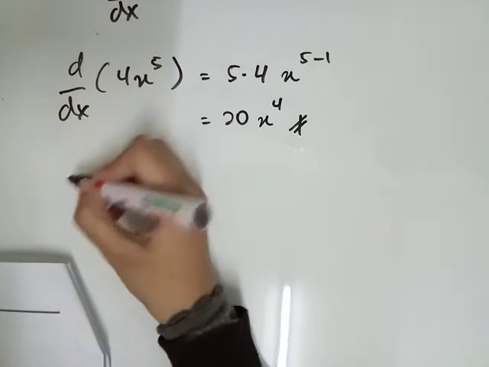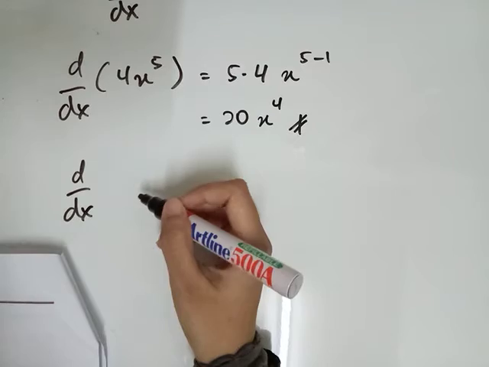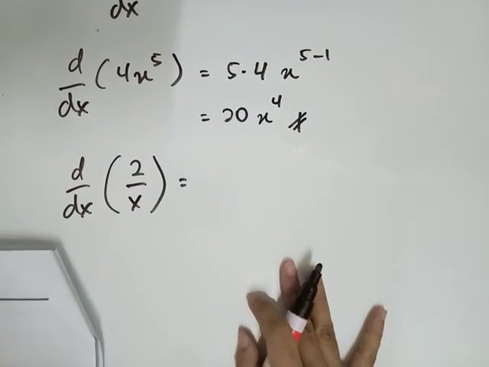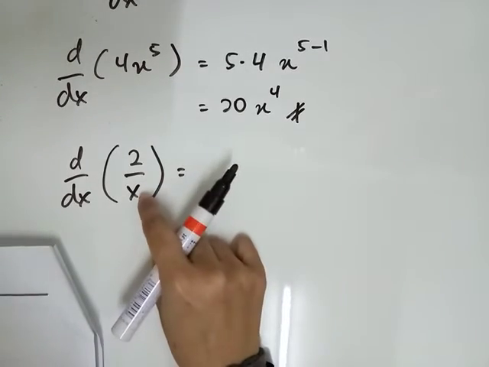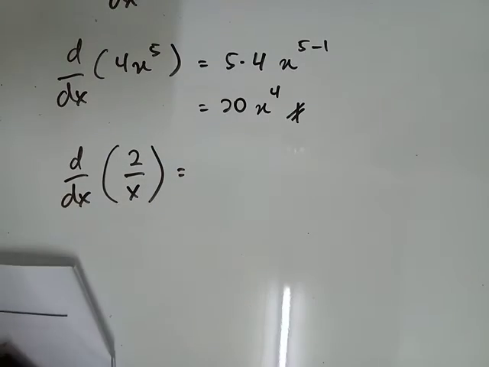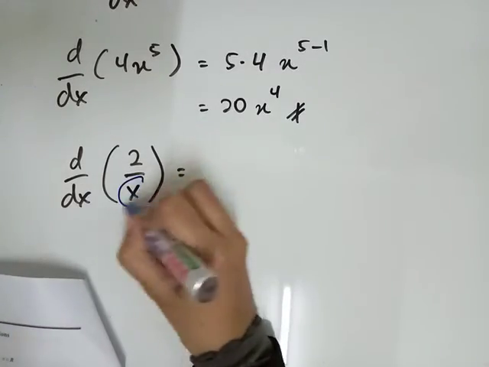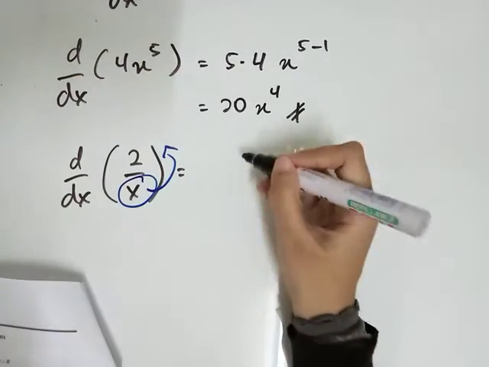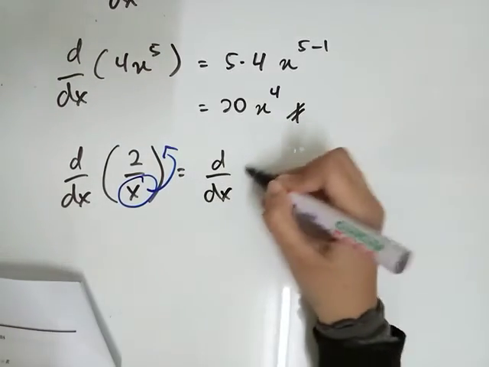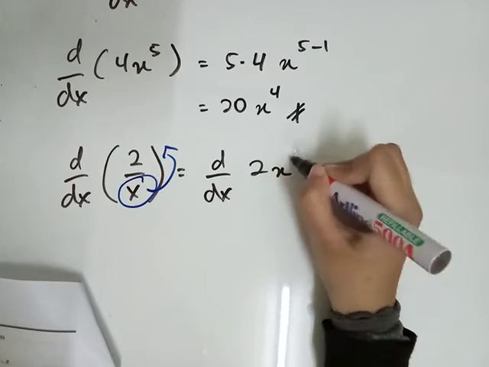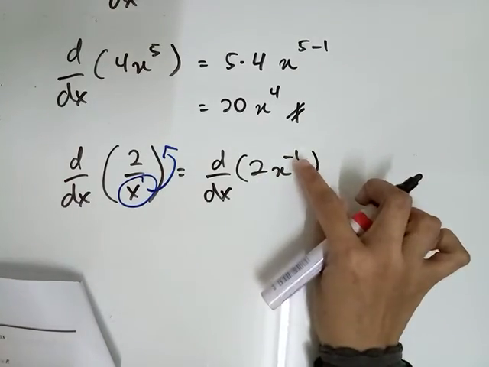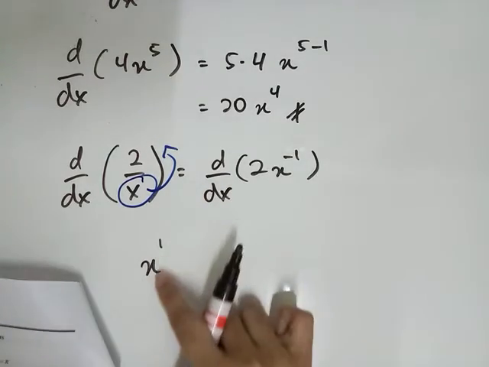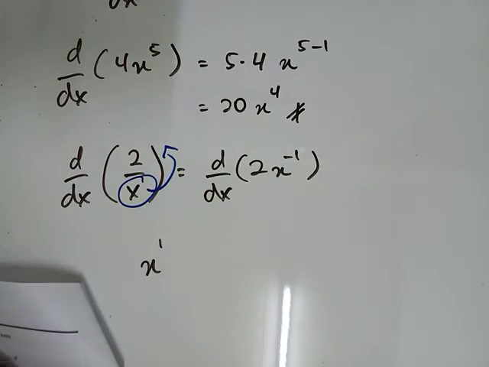And then for B, d dx of 2 over x. How to differentiate? When there is a division concept, bring it up to the top. For the variable x, you have to bring it up. So d dx of 2x power negative 1. Why negative 1? Because x is power 1, so when brought up it becomes negative 1.